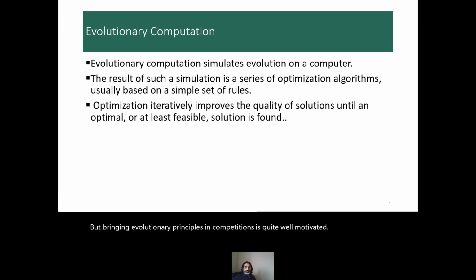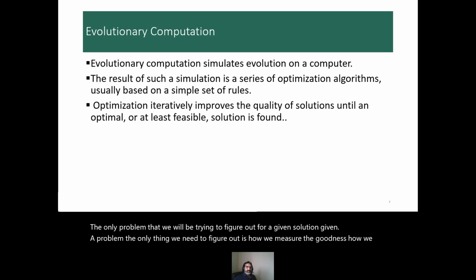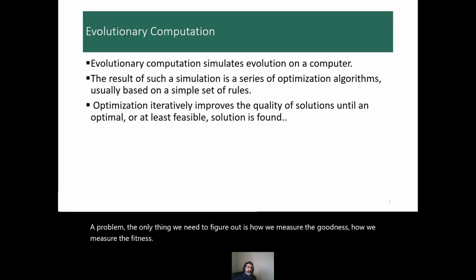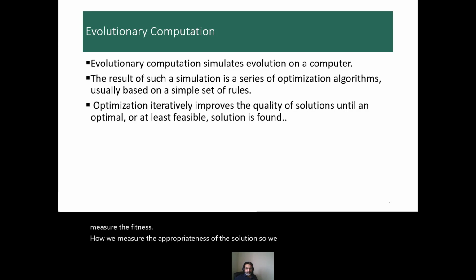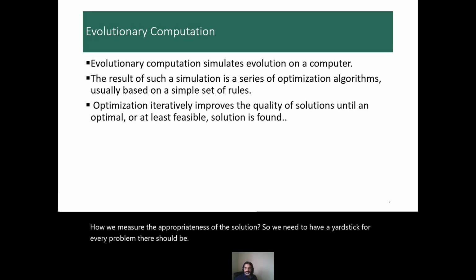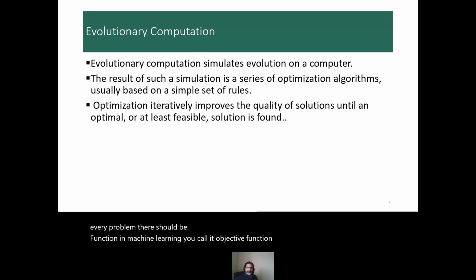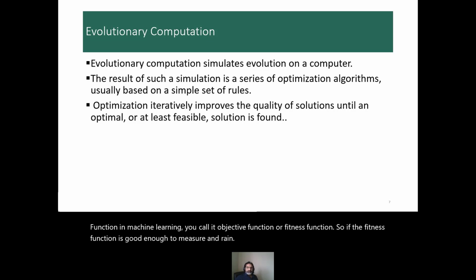The only thing we need to figure out for a given problem is how we measure the goodness, the fitness, the appropriateness of the solution. So we need a yardstick for every problem. In machine learning, you call it an objective function or fitness function. If the fitness function is good enough to measure and rank the individuals with respect to some criteria, then we are good.